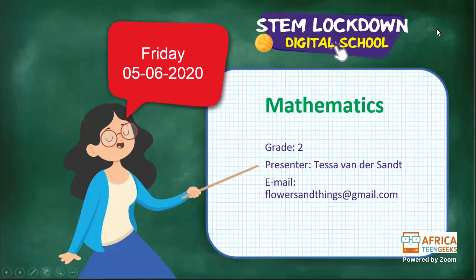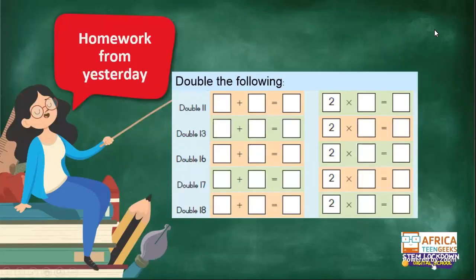Let's look at yesterday's homework. The homework was to double the following. Now, you know, we did a lot of doubling, and this was a little bit higher numbers. So if we double up 11, it means 11 plus 11 equals 22. And that is the same as saying 2 times 11 also equals 22. Have you got that one correct? Mark it. Yes, ma'am.